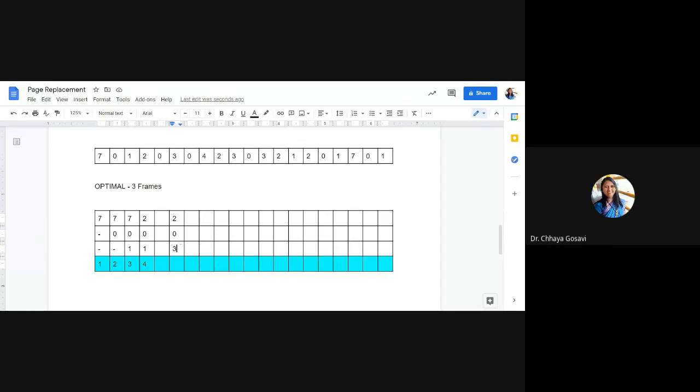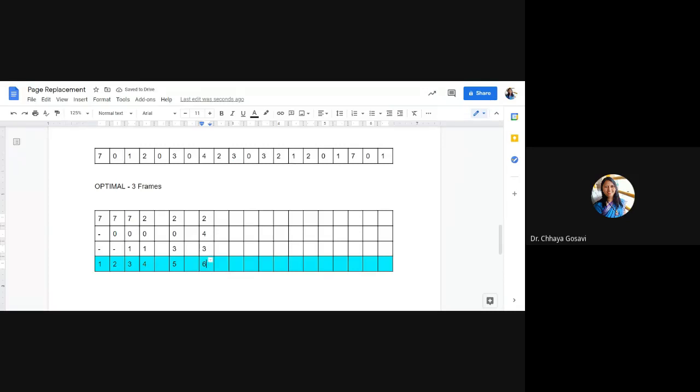So we replaced 1 with 3 and this is the 5th page fault. Now for 0, it is present, so it is a page hit, no page fault. We want to bring 4 into memory and currently there are the pages 2, 0 and 3. To bring 4 into memory, which page should we replace? 2, 0 or 3? 0. Because we look at the right hand side of 4, 2 and 3 we need immediately, then 0. So we have to replace 0 with 4 and this is the 6th page fault.